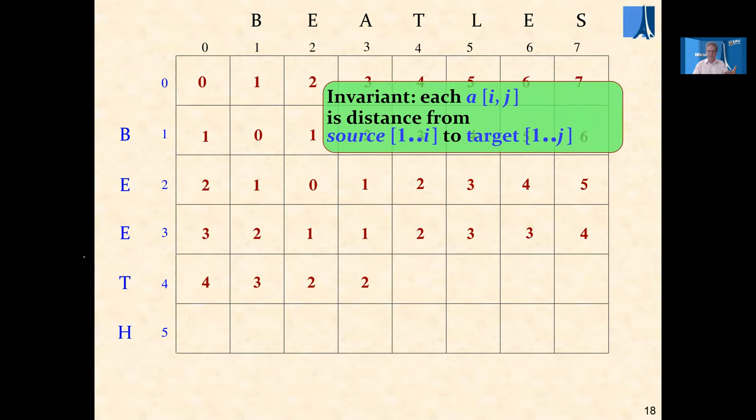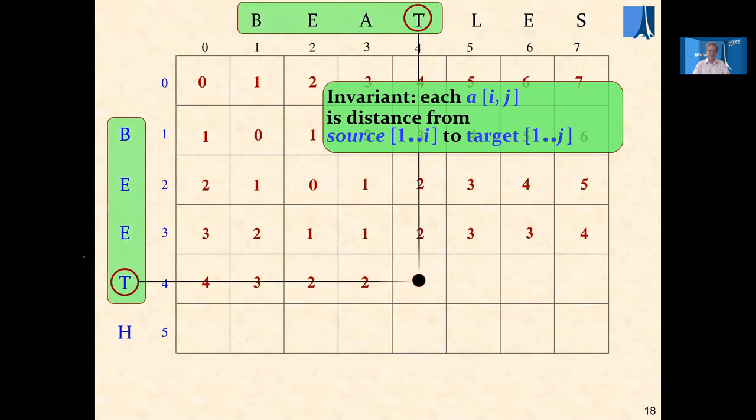So the invariant, which is the property that will hold again and again through the loop, tells us that what we have already computed in this matrix at position ij is simply the solution to the final problem, but limited to a partial part of the problem. And this partial part of the problem is the distance from a certain substring of the source, for example, BEET, to a certain substring of the target. So for example, BEAT. So at this point, we actually have not computed yet that particular entry, but we have computed all the previous entries.